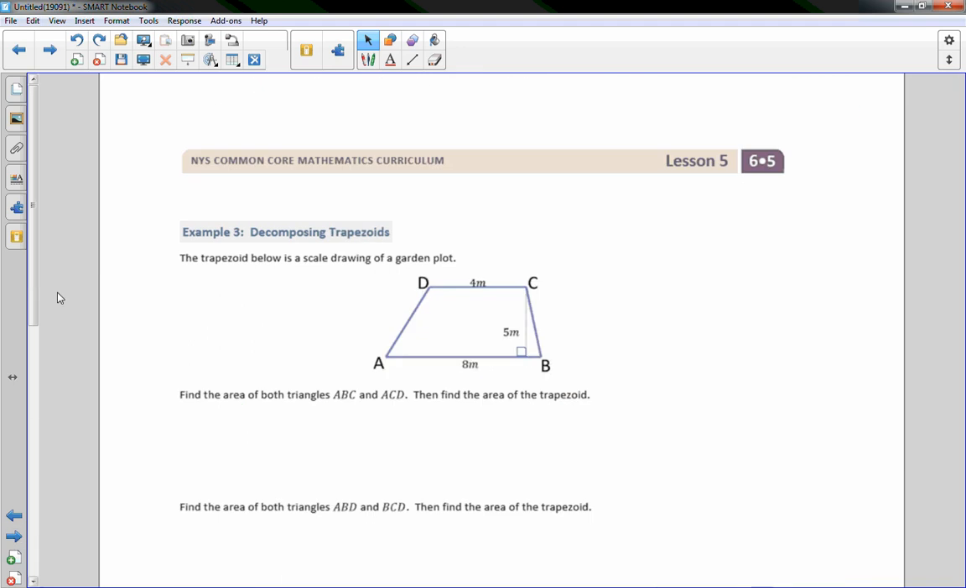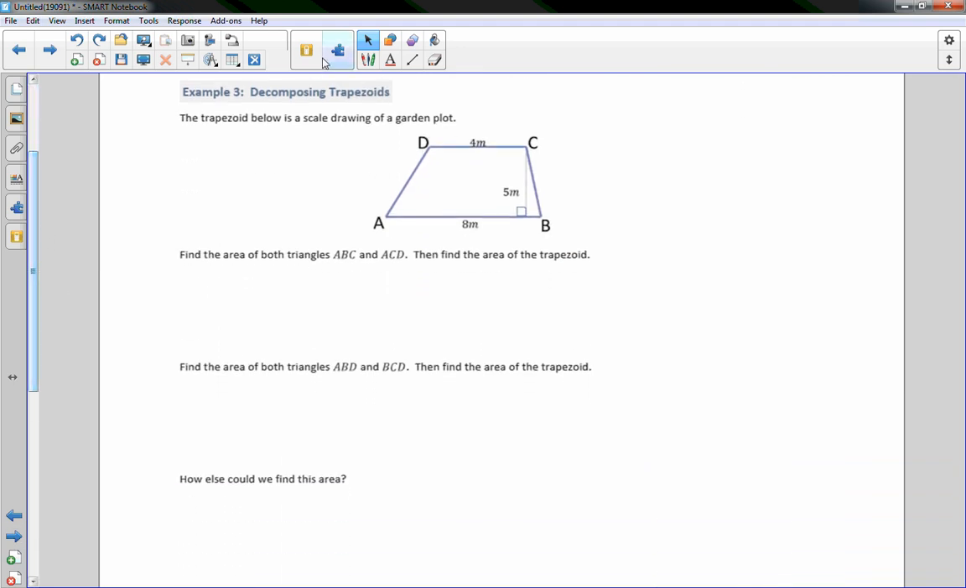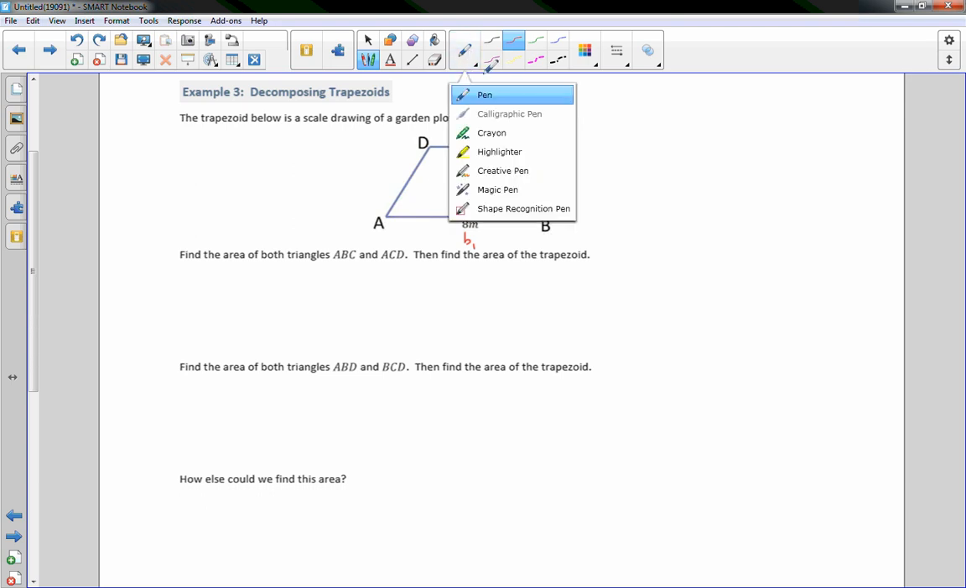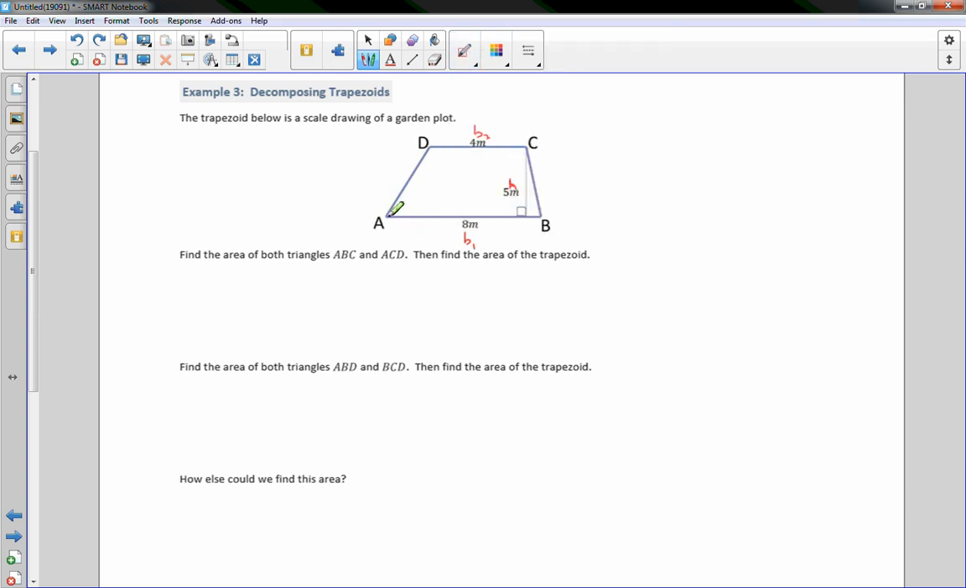I'm going to move on to the next example, and it is a trapezoid. We're going to decompose the trapezoid. The trapezoid below is a scale drawing of a garden plot. This is called base 1, and I'm going to label it base 1, and DC is base 2. 5 m is my height. So those are the 3 things they gave us: 2 bases and a height. It says find the area of both triangles ABC and ACD. So what they're telling us to do is draw a diagonal from A to C.